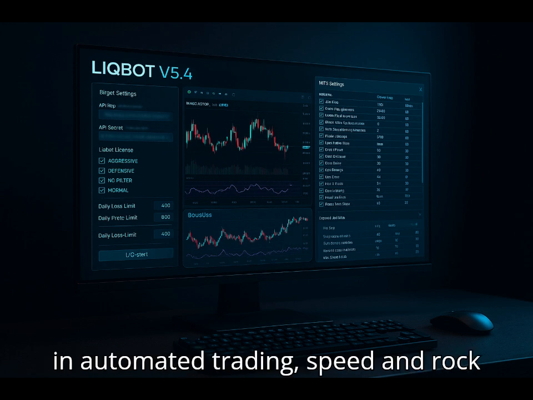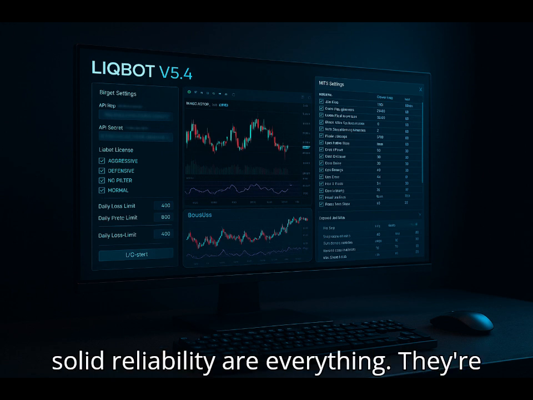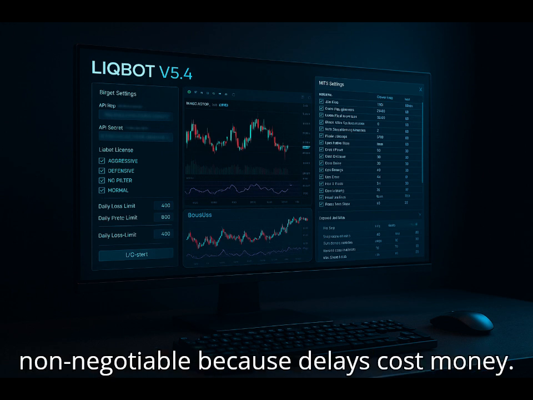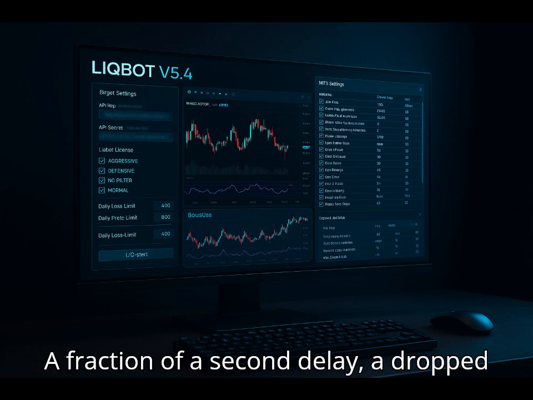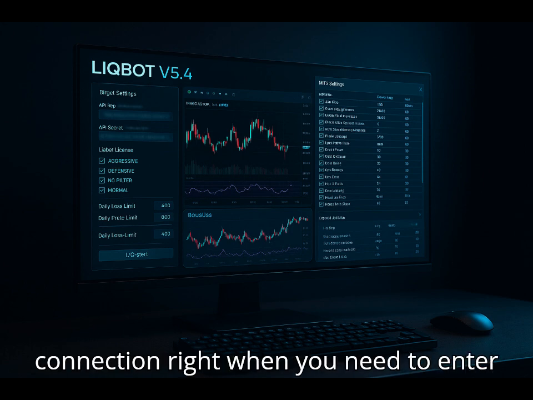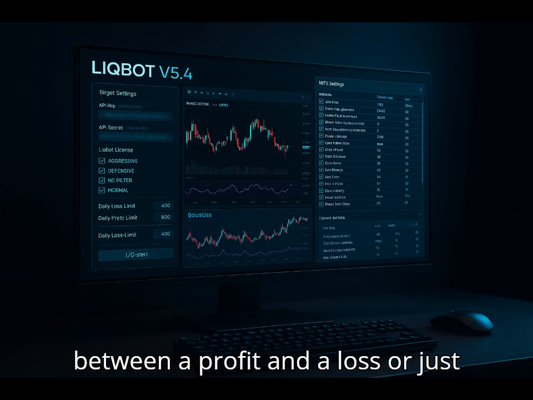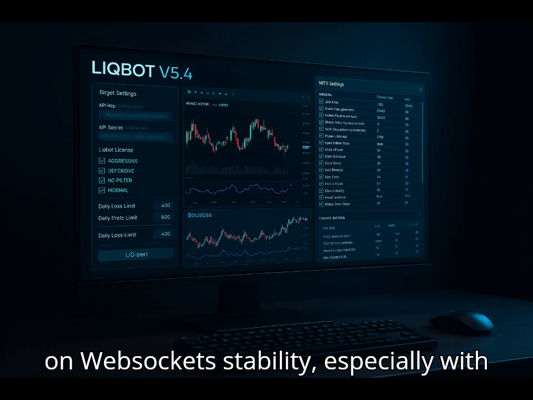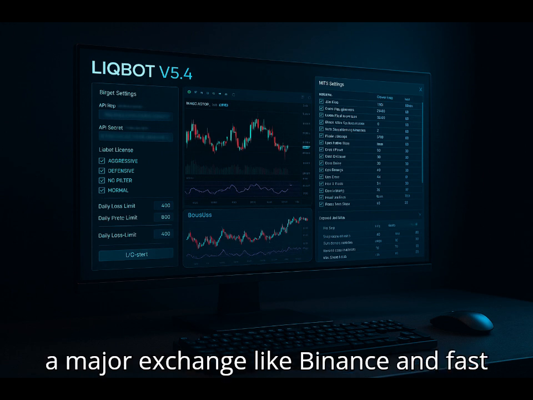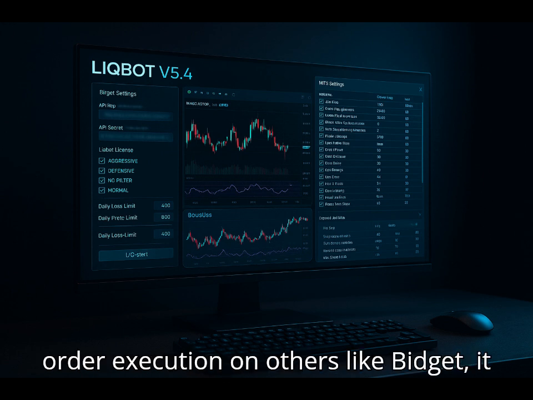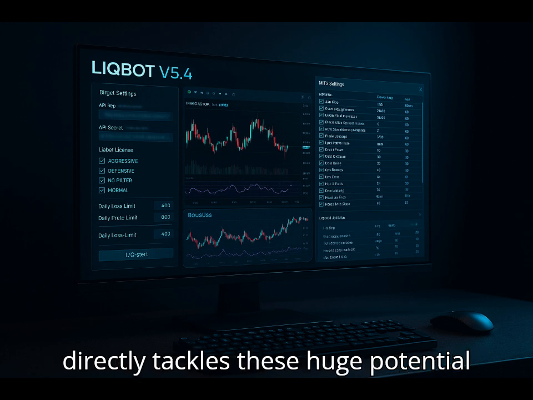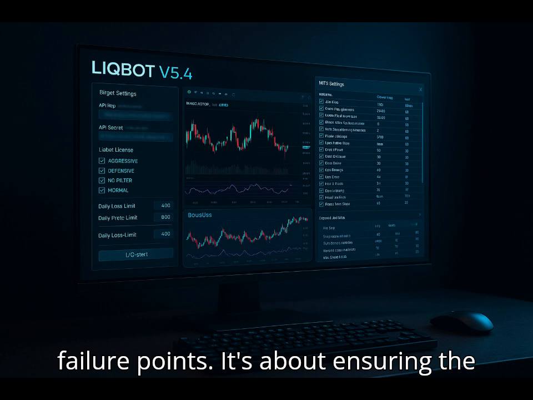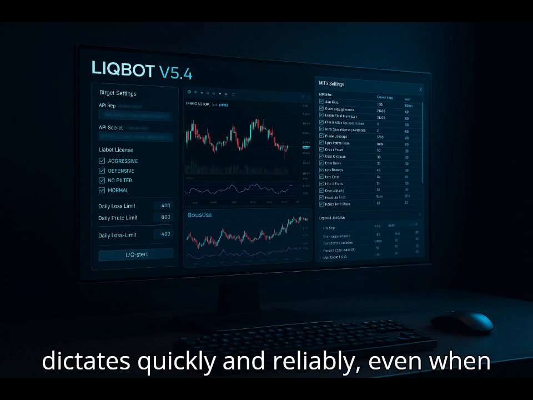Absolutely. Look, in automated trading, speed and rock-solid reliability are everything. They're non-negotiable. Because delays cost money. A fraction of a second delay, a dropped connection right when you need to enter or exit, that can be the difference between a profit and a loss. Or just missing the trade entirely. So focusing on WebSocket stability, especially with a major exchange like Binance, and fast order execution on others like Bitget, it directly tackles these huge potential failure points. It's about ensuring the bot can actually do what its strategy dictates quickly and reliably, even when the market's going crazy.